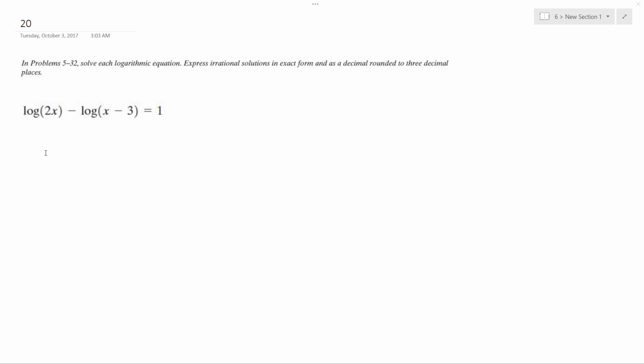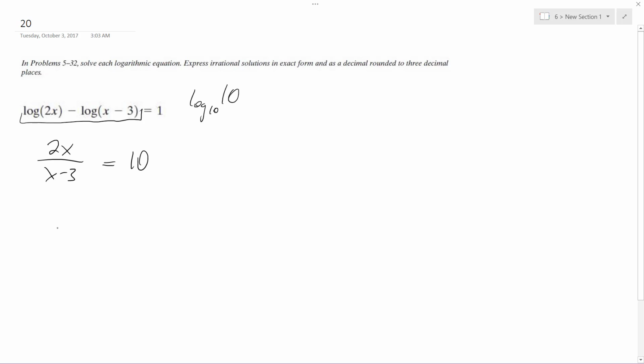Solving this problem, we get 2x over x minus 3. And I can change base here, so the same thing as saying log base 10 of 10 for the 1. So we get 10 here, since I dropped all the bases. And I combine the logarithm terms here. So this is the correct way to do it.